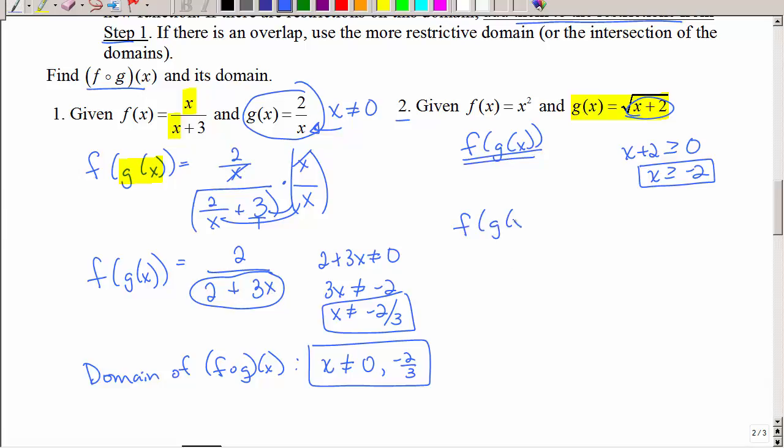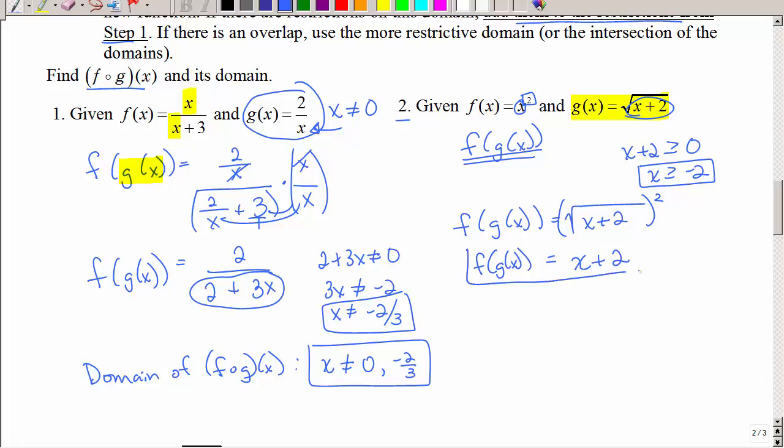So f of g of x says everywhere there is an x, I'm going to replace it with the square root of x plus 2. What's happening to that x? I'm squaring it. What happens when you square a square root? It goes away. So that's my composition function. What's the domain? Are there any restrictions here? No, this is all reals.